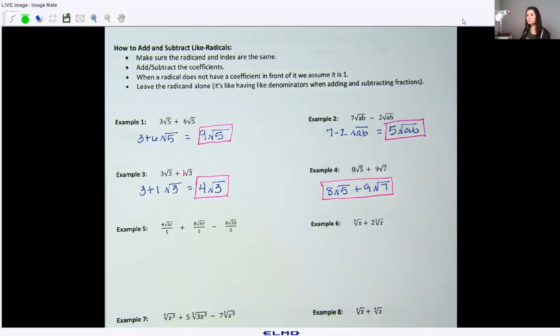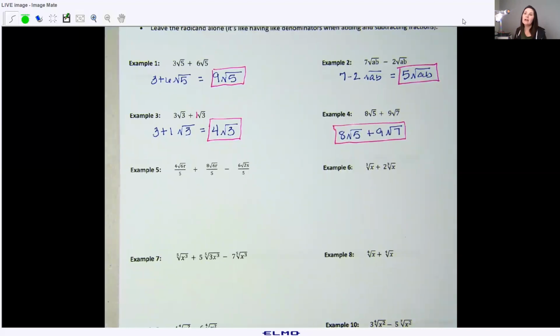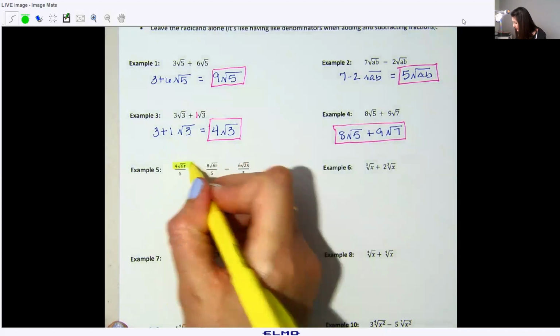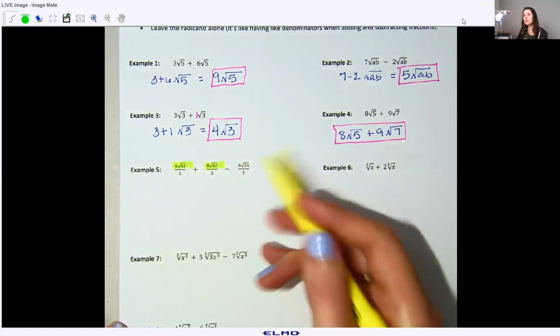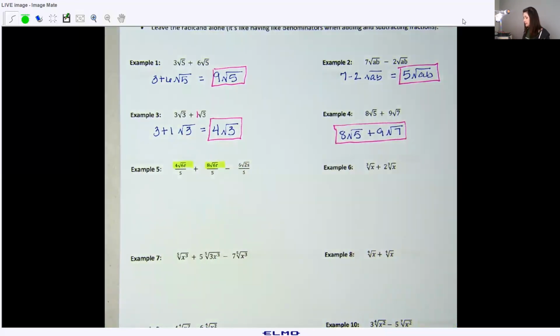Okay. All right, example 5 looks scary, but it isn't. All of those fractions have a denominator of 5, so all you have to do is add up your numerators. So in looking at this problem, I see that the first 2 terms have like radicands. So I can add these 2 together. However, this one I can't, so that one is going to have to stay the way that it is, okay?